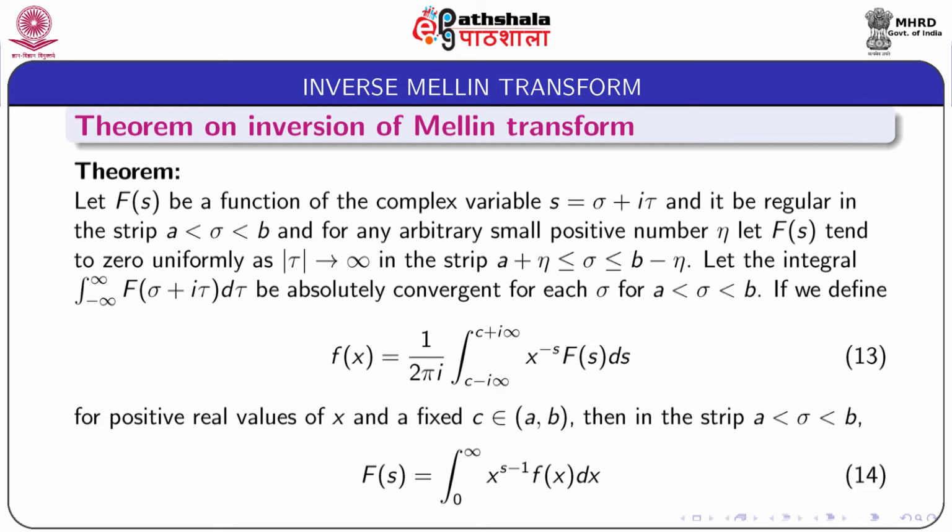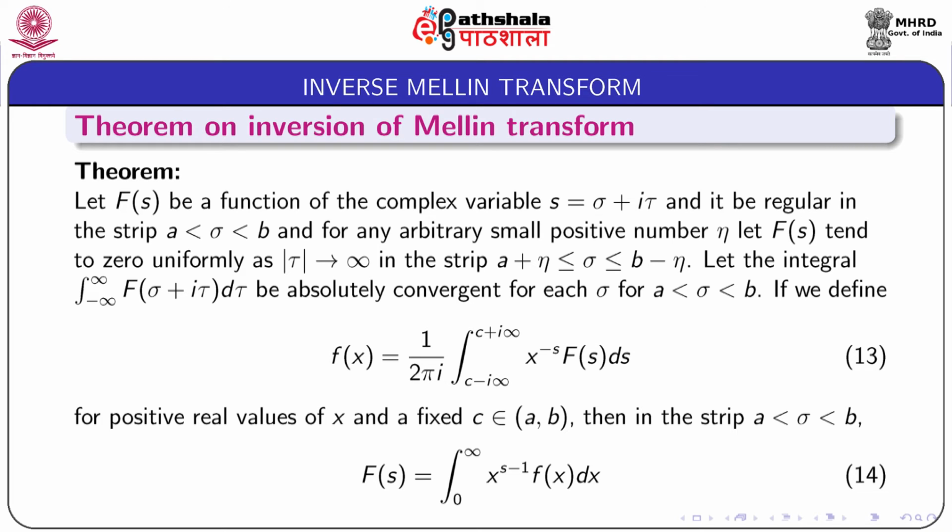Let capital F(s) be a function of complex variable s equal to sigma plus i tau and it be regular in the strip a less than sigma less than b, and for any arbitrary small positive number eta, let capital F(s) tend to 0 uniformly as mod tau tends to infinity in the strip a plus eta less than or equal to sigma less than or equal to b minus eta. Let the integral from minus infinity to plus infinity of capital F(sigma plus i tau) d tau be absolutely convergent for each sigma, for a less than sigma less than b.